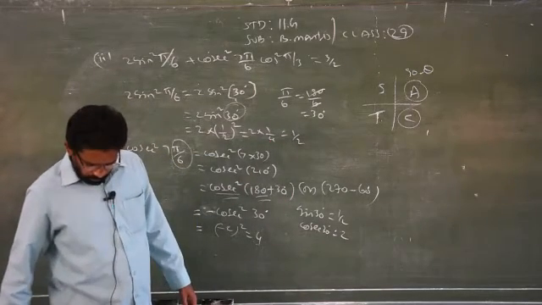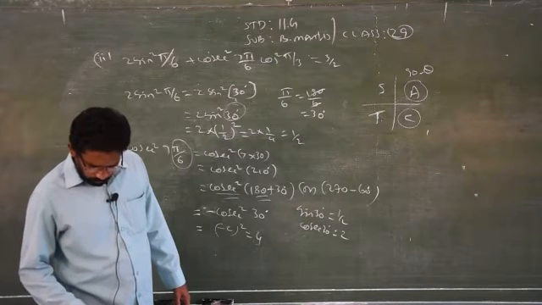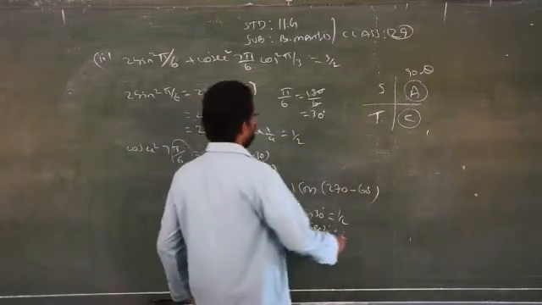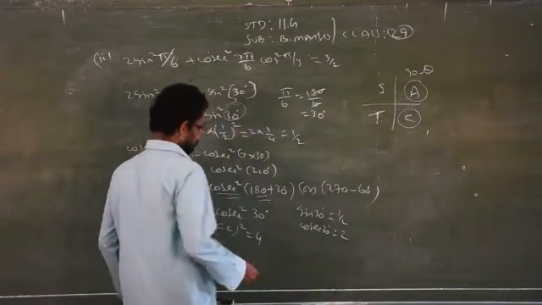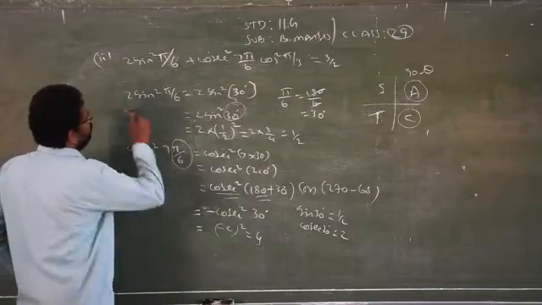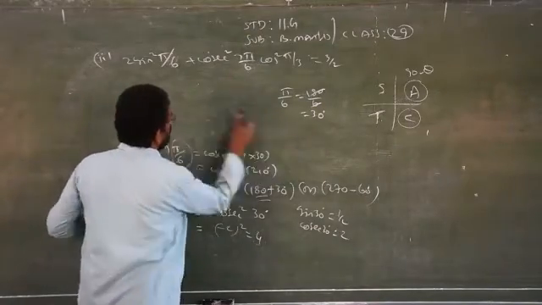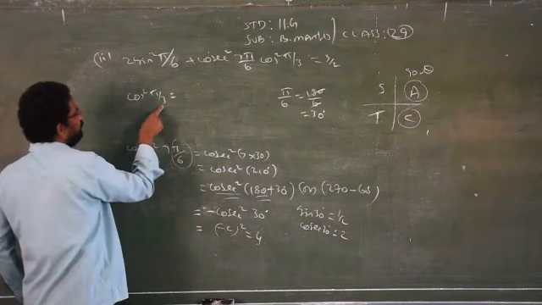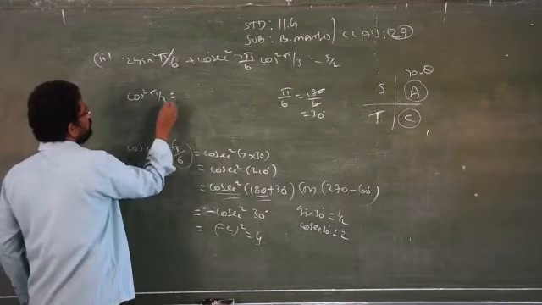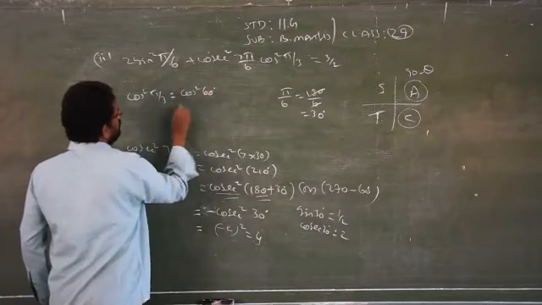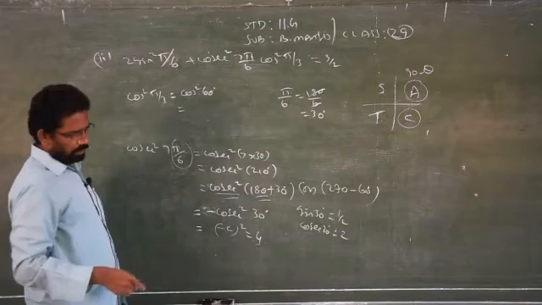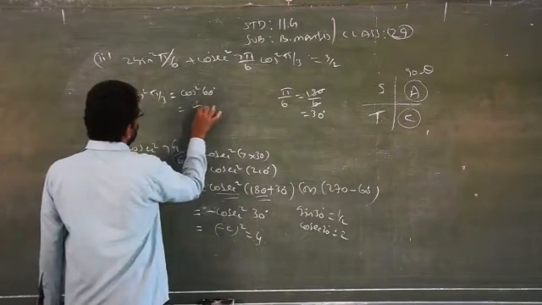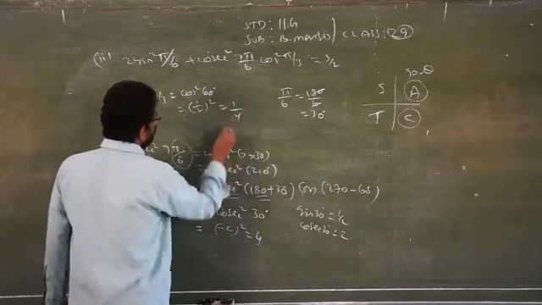So next one, cos square 5 by 3. One more we have, no place, we will go to cos square pi by 3. It's very simple. Cos square pi by 3. What does pi by 3 mean? Pi is 180. 180 by 3 is how much? 60. So cos square 60. Cos square 60 is what? Cos 60 is also how much? 1 by 2. That is 1 by 4.